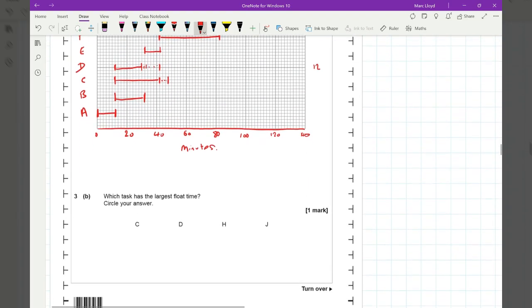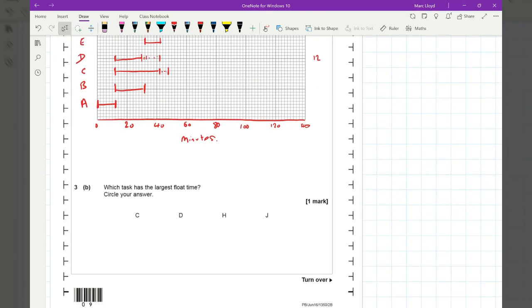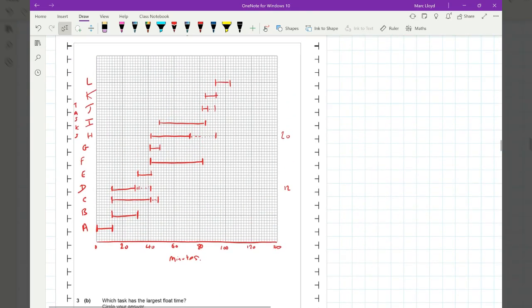Now for part B. Which one has the largest float time? I think we agree that is H. So we circle H, and we are done. You can do these with bars, colour the bar in and have empty bars for the float time. Either or is fine. One of the texts taught you to do it as bars, and when you get to mark schemes, it will have lines and thick lines. As long as the examiner is happy that you've done one or the other, that will be fine.